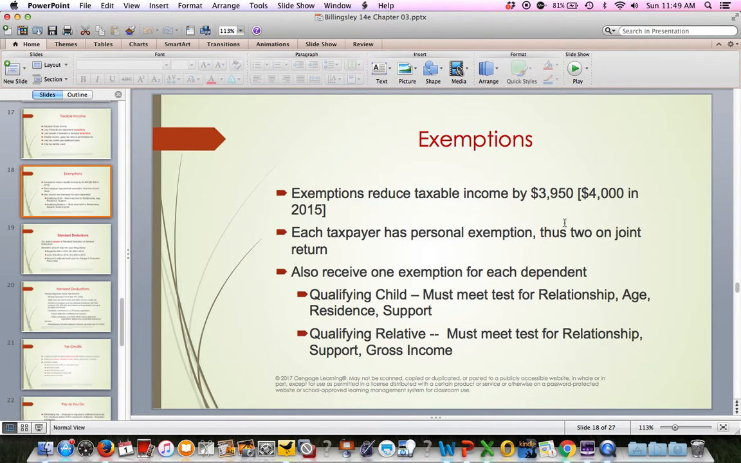So an exemption is a reduction in taxable income. You can see here in 2015 it was $4,000. Of course, it'll go up a little bit every year. Each person gets a personal exemption, plus 2 on a joint return. And then, of course, if you've got a qualifying child or qualifying relative, that will also come into play. And that is all based on age, residence, and support. You could do an entire couple of chapters from a tax book about figuring out what those are. It's not the case here. We just need to be aware of those.